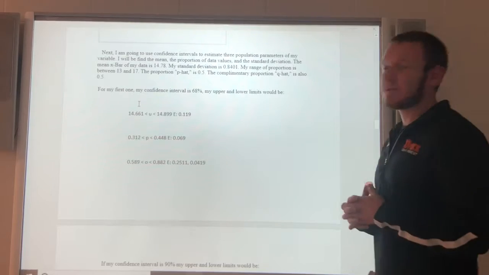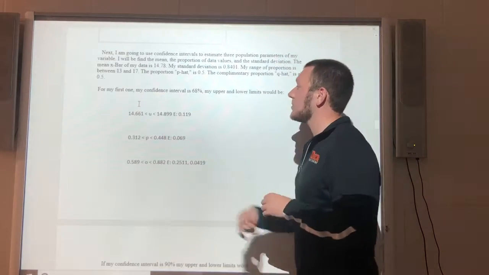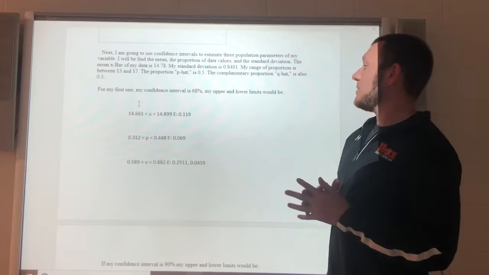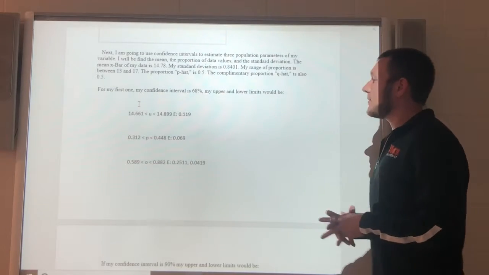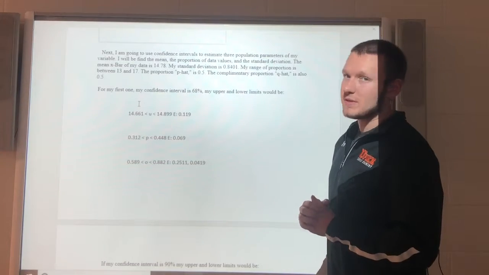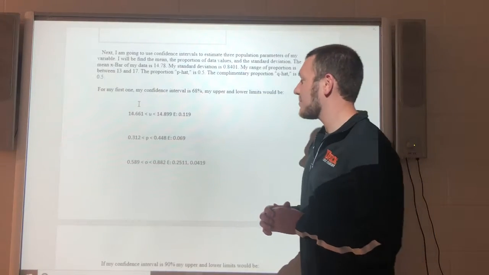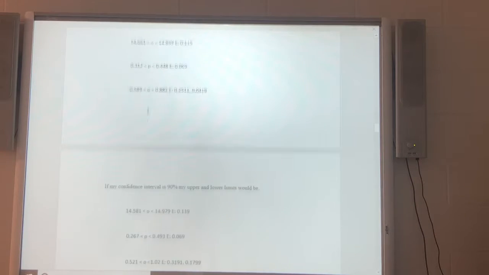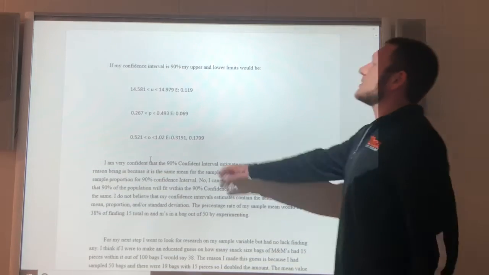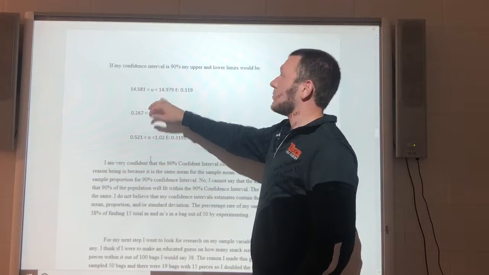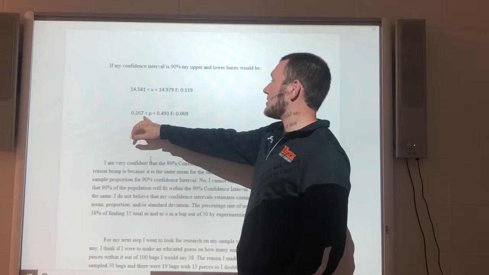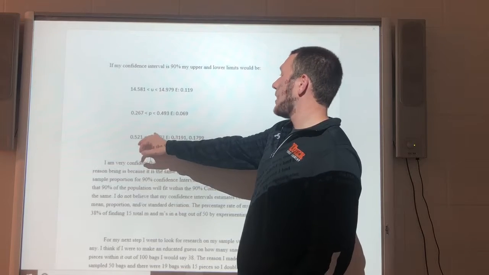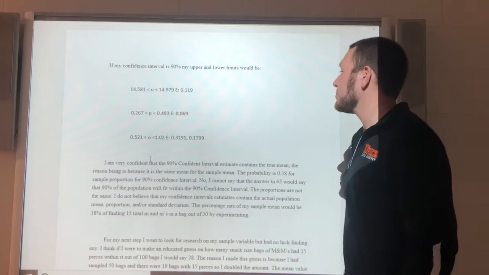So it'd be 14.661, which is less than mu, which is less than 14.899. The next one would be 0.312, which is less than p, which is less than 0.448. For the final one here, it would be 0.589, which is less than sigma, which is less than 0.882. So if my confidence level is 90%, my upper and lower limits would be as follows. That would be 14.581, which is less than mu, which is less than 14.797. It would be 0.267, which is less than p, which is less than 0.493, and 0.521, which is less than sigma, which is less than 1.02.